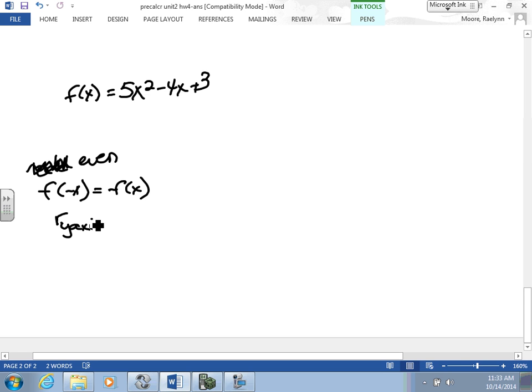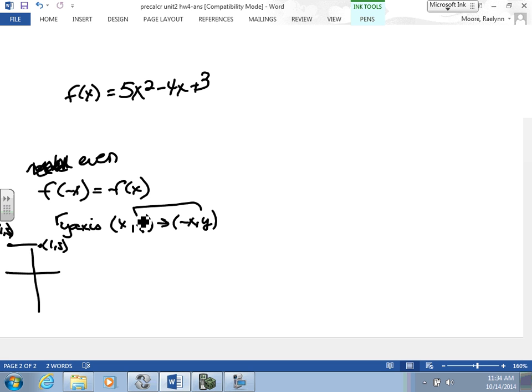Because when you reflect over your y-axis, from this point to this point, say this is 1, 5, what's this point over here? Negative 1, 5. So it's saying xy will just negate the x, but the value of y will be the same. That's our rule for our reflection over the y-axis, and it makes sense when you look at this function.